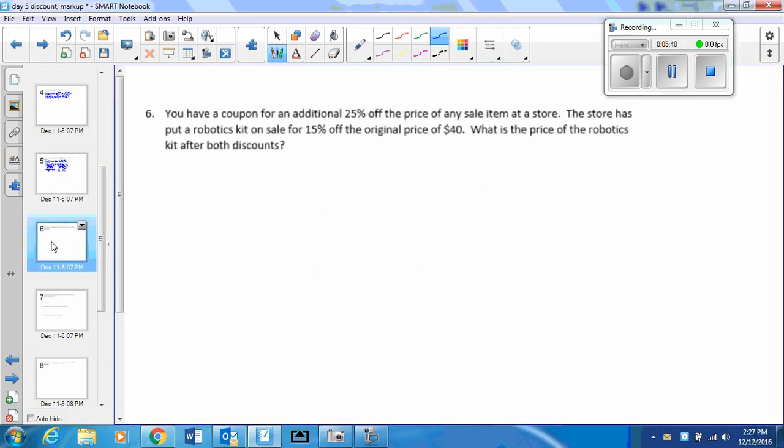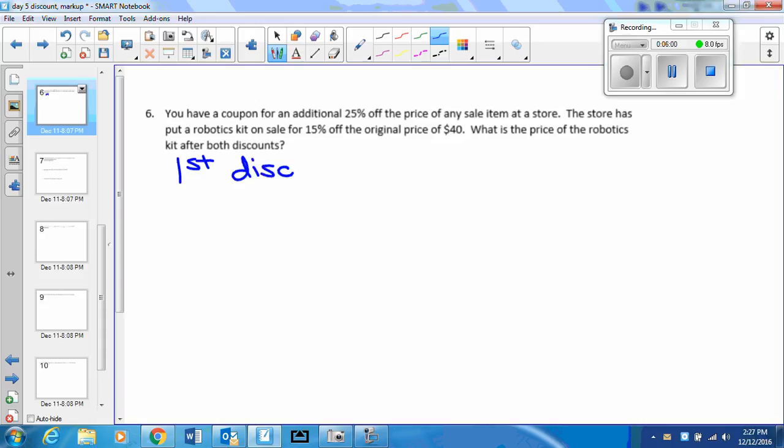Question 6. You have a coupon for an additional 25% off the price of any sale item in a store. The store has put a robotics kit on sale for 15% off the original price of $40. What is the price of the robotics kit after both discounts? So let's do the first discount. So 15% off. I subtract that from 100%. So that means originally I'm paying for 85% of the original price.